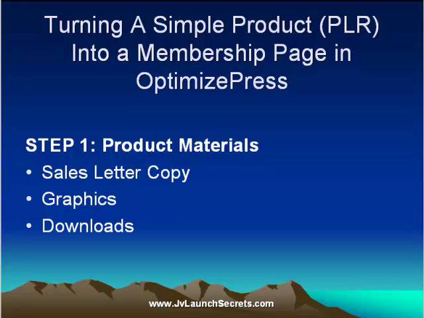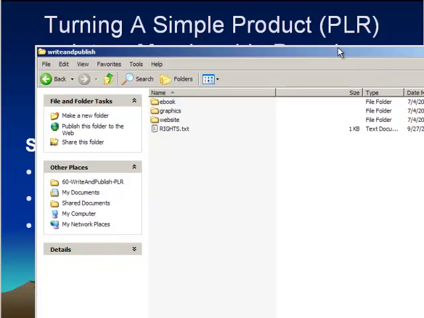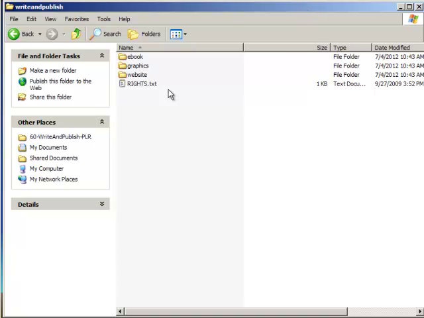We're going to look at the materials of the product. Then we're going to look at the layout of OptimizePress and the different assets that we have there. And then we're going to go through implementation. So in step 1, we're going to look at the product materials, of any product that you have, either if you create it yourself or if you have a private label rights product. Here's a simple PLR product, and usually these are the assets.